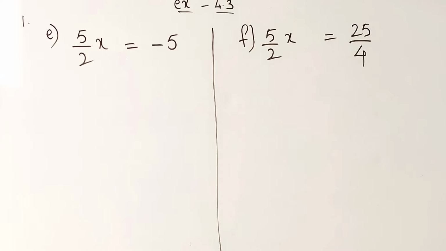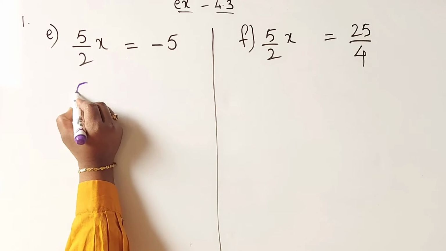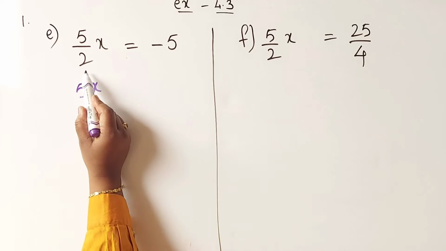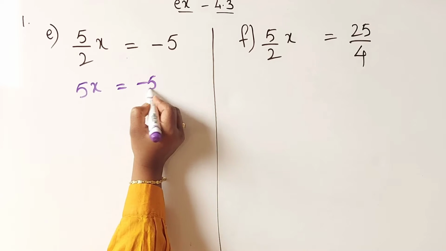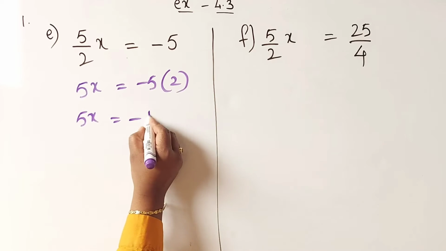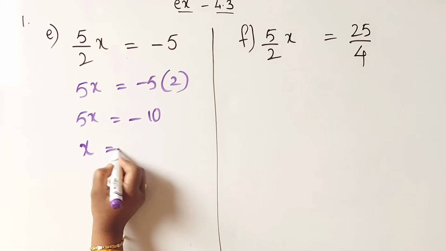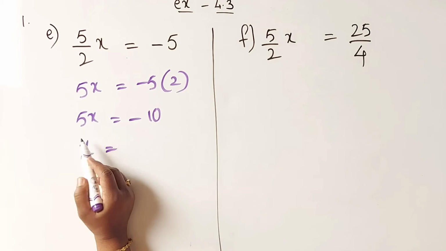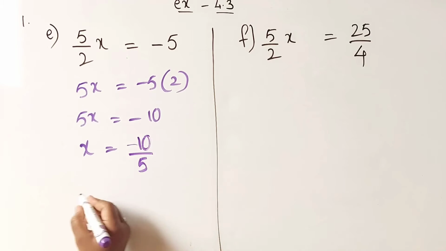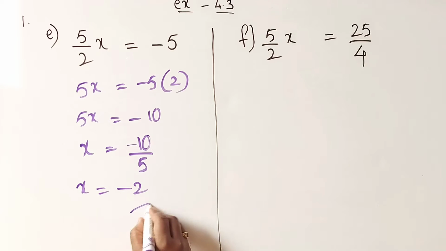Question E, 5 by 2 x equal to minus 5, children. Here we have to find out the x value. So keep this 5x here. Send this 2 to the right hand side first. Here 2 is dividing. If you are sending it to the right hand side, it will multiply. So 5x equal to minus 5 into 2, minus 10, children. Now we have to send this 5. So x equal to, here 5 is multiplying x. If you are sending it to the right hand side, it will divide. Minus 10 by 5, children. So x equal to minus 2. 5 ones are 5, 5 twos are 10. So minus 2 is the answer.